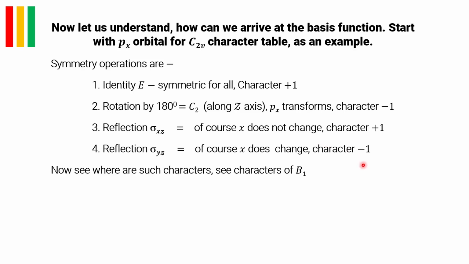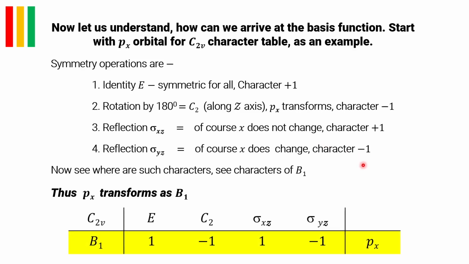That supports how the characters have been derived as 1, minus 1, 1, minus 1 respectively, and referring to the character table we see that it actually belongs to B1. So we would say that px transforms as B1. That is, the symmetry of px corresponds to B1 in this particular case.